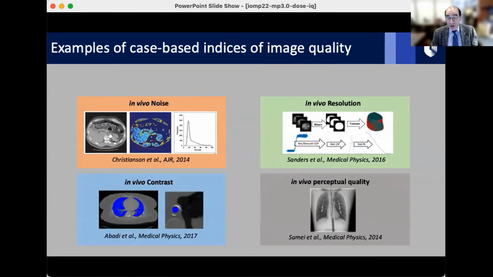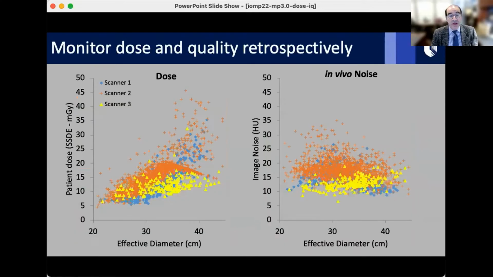There have been studies out there that you actually can make these measurements on actual patients. These are some of the things that we have done in our group. We have demonstrated that you can make in vivo noise measurements, in vivo resolution measurements, in vivo contrast measurements, and in vivo perceptual quality. And I have put references there that you can check out. So with that kind of approach, you could potentially form images or plots like this.